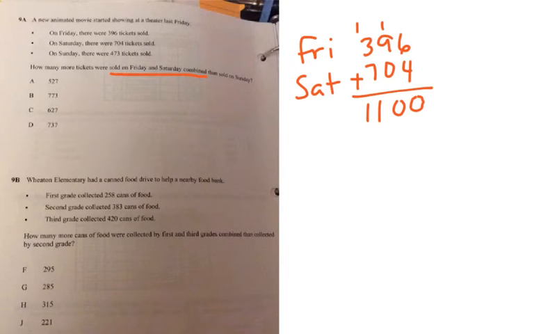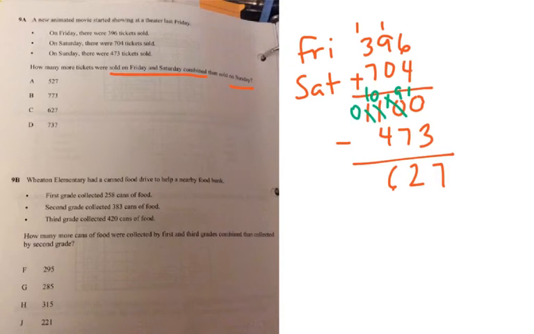So then it's asking me to compare that to Sunday. So Sunday there were 473 tickets sold. I'm going to subtract. I will have to regroup. So now I'm going to take 10 minus 3, which gives me 7. 9 minus 7, 2. I'm going to have to regroup again. I have 10 minus 4, which gives me 6. So my answer is 627, which is letter C.